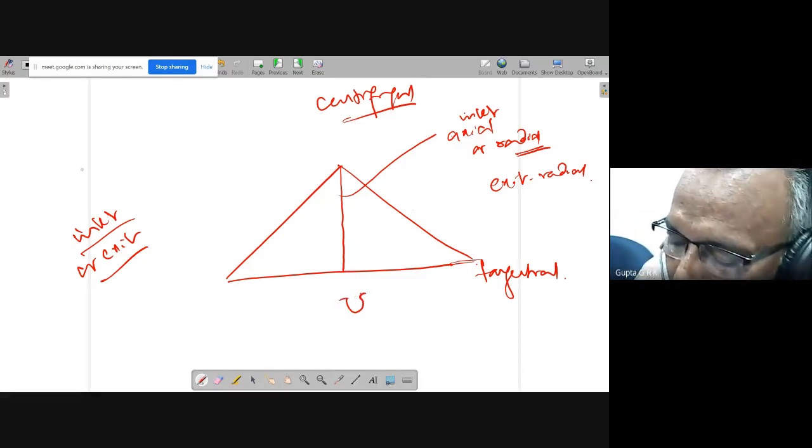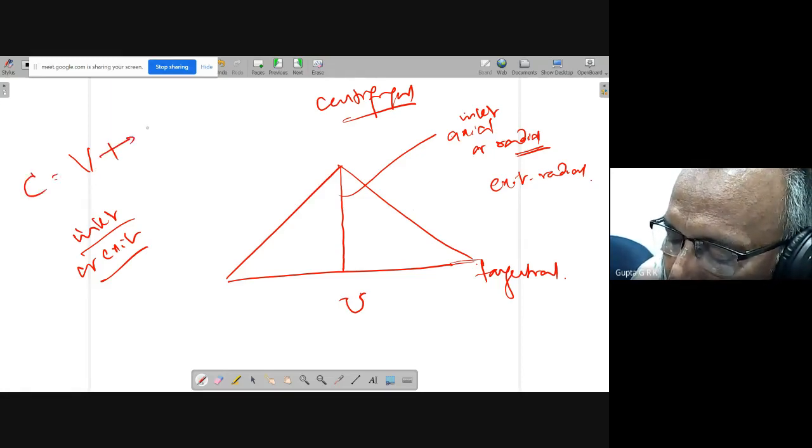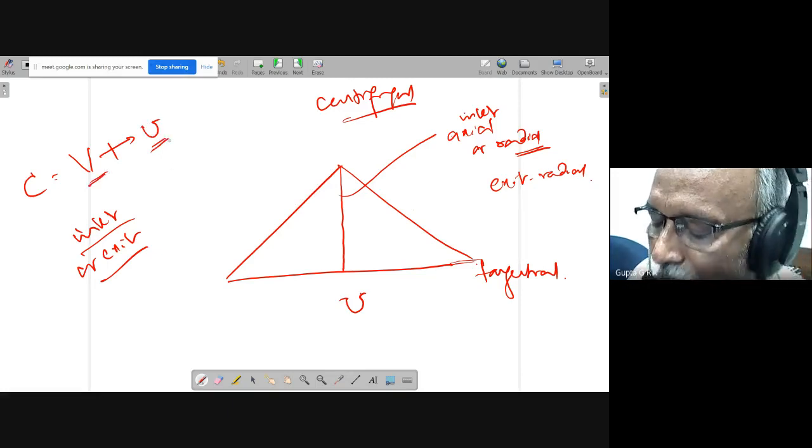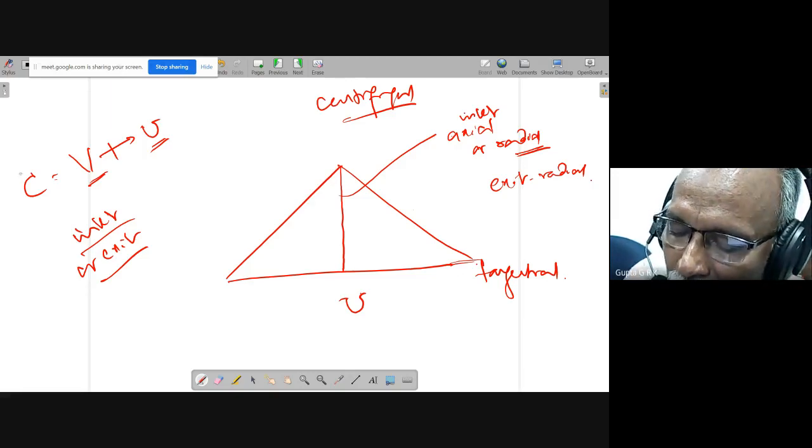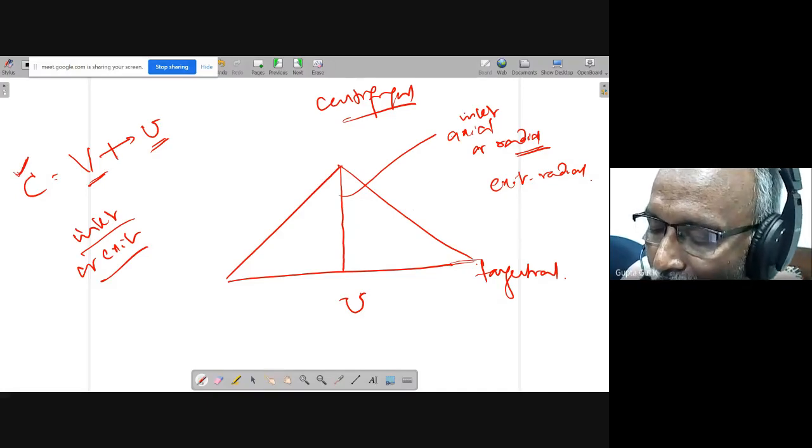And one thing you remember: the absolute velocity of the fluid is equal to the relative velocity of the fluid with respect to the blade plus the blade velocity. The absolute velocity is equal to the vectorial sum.